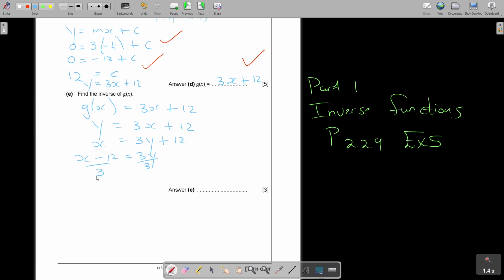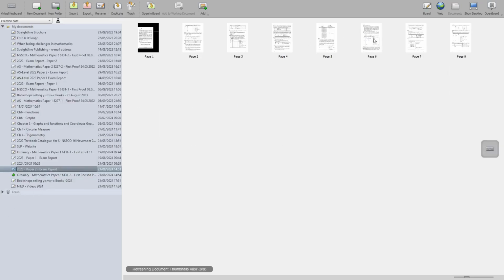Okay, and then don't forget, I'm first going to write it like this, but we write it as the inverse. g minus 1 of x is equal to (x minus 12) over 3. Don't forget to write the inverse. Okay, and the marks go for that first step, and then for the next one, and then for your final one. Let's just go to the report and see if it was done that way.